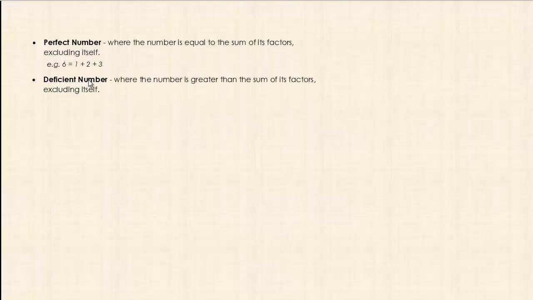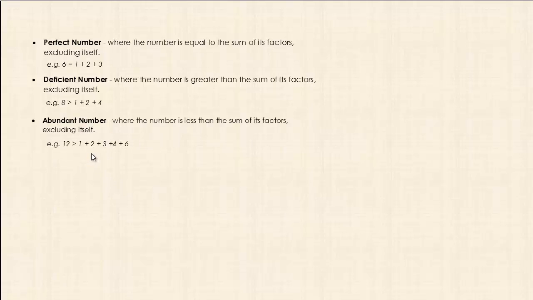A deficient number is where the number is greater than the sum of its factors excluding itself. An example there would be 8. The factors of 8 are 1, 2, 4 and 8, and if we add up 1, 2 and 4, we only get 7. So 8 is a deficient number. An abundant number is where the number is less than the sum of its factors excluding itself, and an example there would be 12.